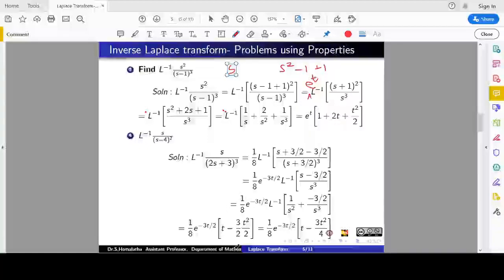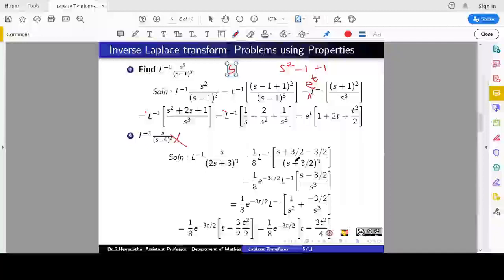So next, again, the difference is: you have, okay, this is the question, this is not the question, don't bother about this. This is the question. I have to find L inverse of s by (2s plus 3) whole cube. So what I have done is I have given 1 by 8 L inverse of this. Again, this 2 you should pull out. Then, because you have a cube, it becomes 8.